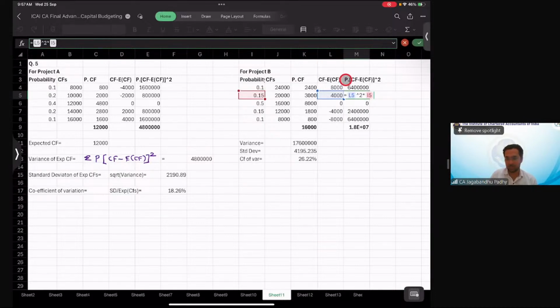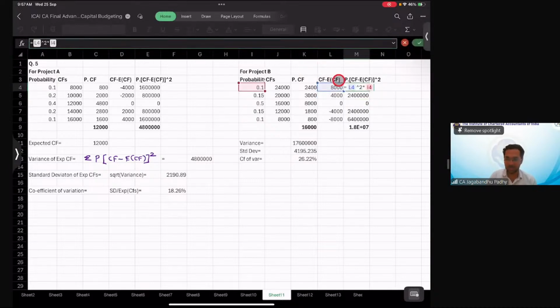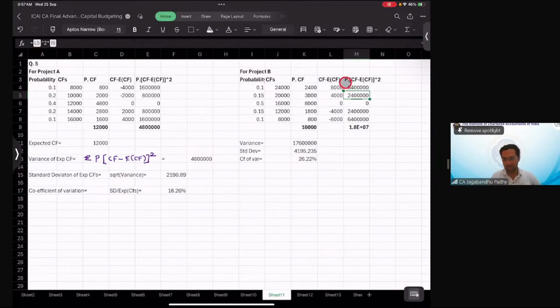So what about 64 lakhs, sir? It's an initial outlay, that's why. I mean, 64 lakh is also done in the same way. 8,000 square into 0.1. Okay. So you can see there is P over here, probability getting multiplied by this. Yes. Okay.